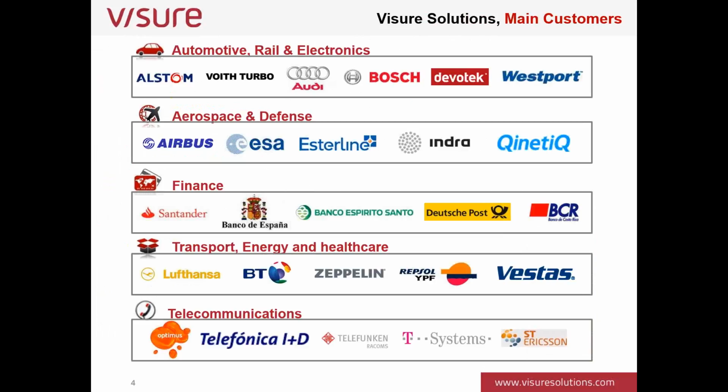Here in this slide, you can see a set of our main customers that, as you can also see, come from both worlds: system engineering, like automotive, rail, aerospace, and software engineering, like finance, telecommunications, and so on.